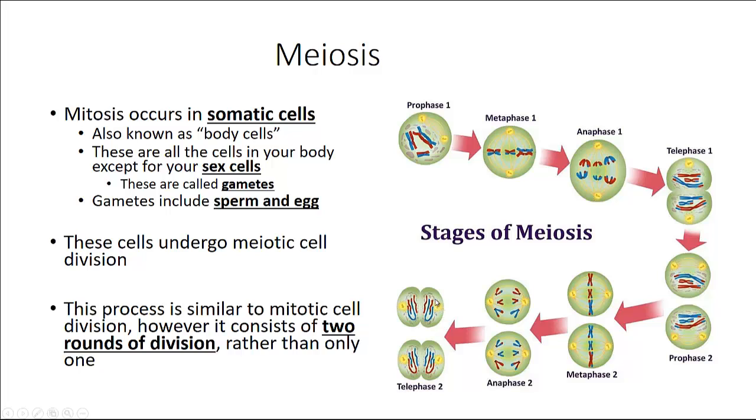One of the main differences is that mitosis goes through a single round of division. One cell splits to become two cells. Meiosis goes through two rounds of division, where one cell splits twice to become 1, 2, 3, 4 cells. So that's one of the main differences right there. How we get to that, there's more detail in between.